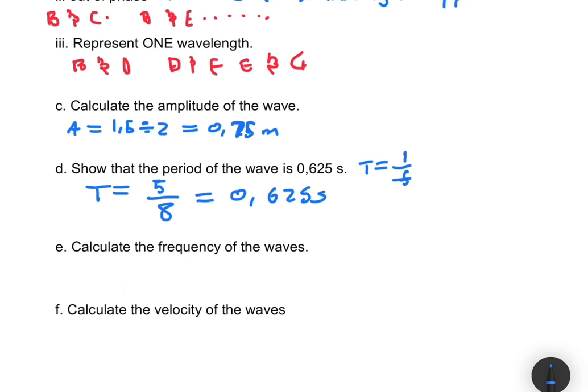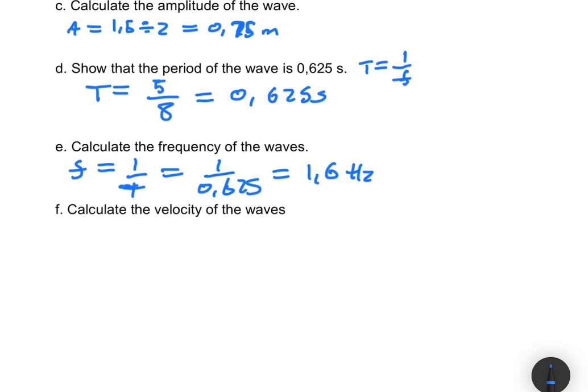Let's do E, which says let's calculate the frequency of the wave. Now E becomes pretty much straightforward because we already have the period, right? We can just say that the frequency is equal to 1 divided by the period, which is going to be equal to 1 divided by 0.625, which is equal to 1.6 hertz.